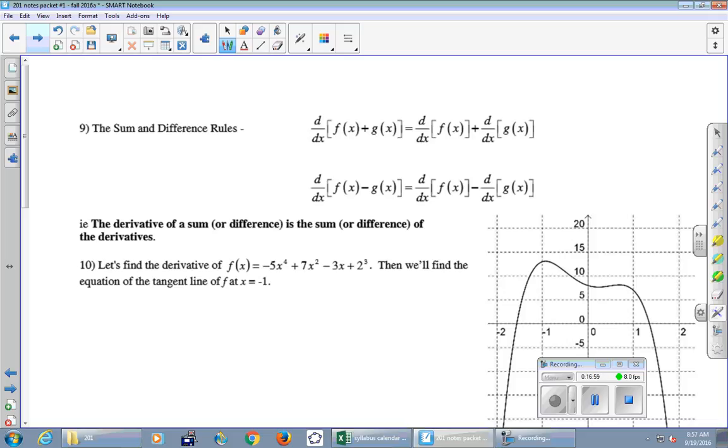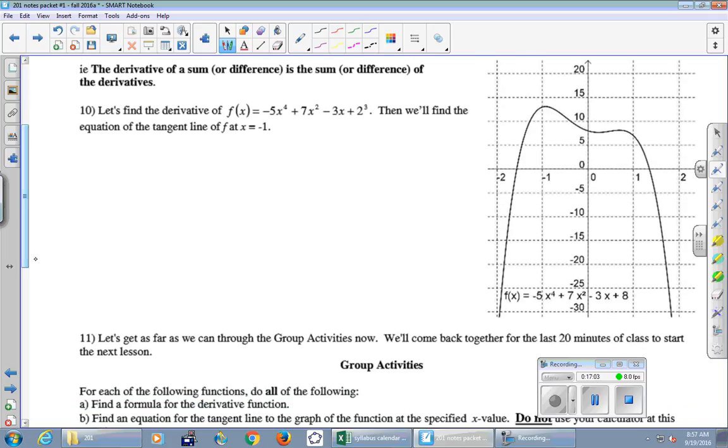Let's give it a shot. Number 10. It says let's find the derivative of f of x equals negative 5x to the 4 plus 7x squared minus 3x plus 2 cubed. Then we'll find the equation of the tangent line of f at x equals negative 1. Give it a shot. Okay, we are finding the derivative, so we're going to use good notation from the beginning. F prime of x equals.